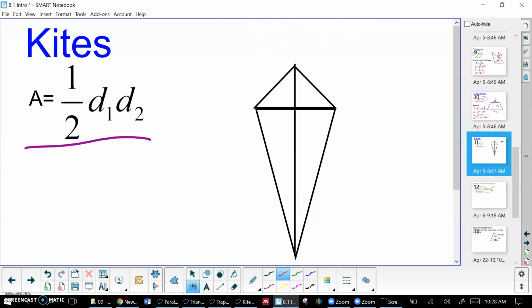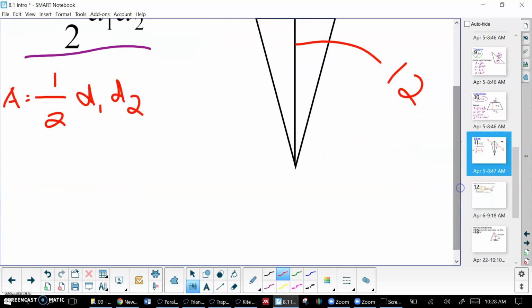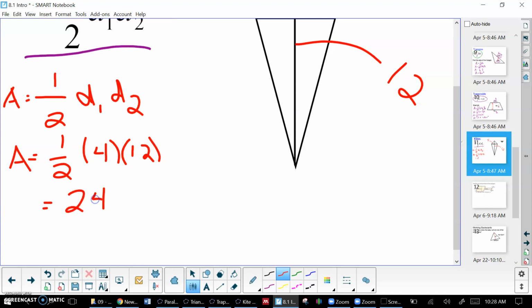But if I were just to say that this diagonal was 4 and this diagonal was 12, this one's pretty straightforward to plug in. You'd have area equals 1/2 d1 d2, which would mean that area is equal to 1/2 times 4 times 12. And if I punch that into my calculator, I believe that comes out to be 24. I didn't put units on that, but if we said it's inches, then it would be square inches.